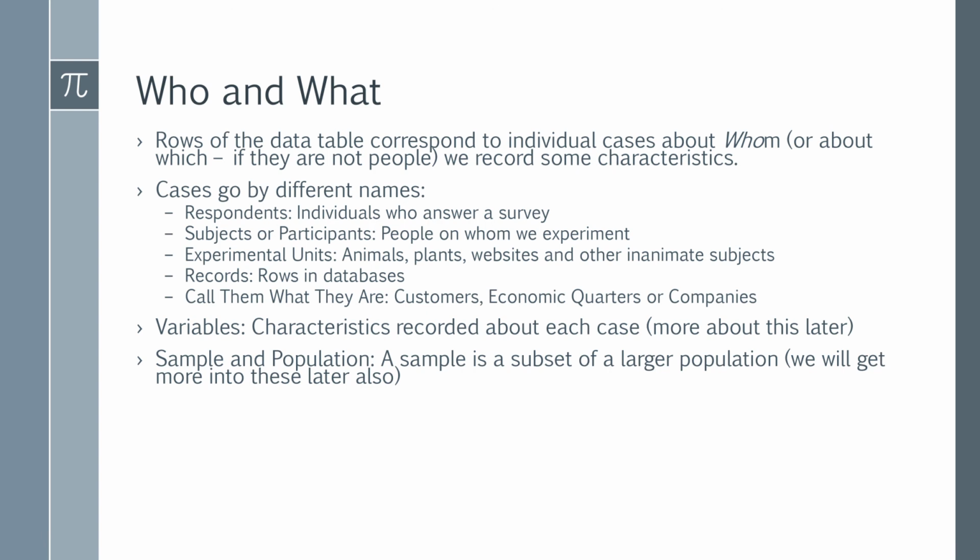Now there's also variables, and variables are the characteristics that we record about each case. So think about our example again. Our variables might be status, right? They were all active. The address, the square footage, number of bedrooms, number of bathrooms. Those are all characteristics about each property. Okay. Now there's these two other terms, sample and population. So a sample is a subset of a larger population. So if we think back about the example of the data table that I just showed you, there were 4 properties in there.